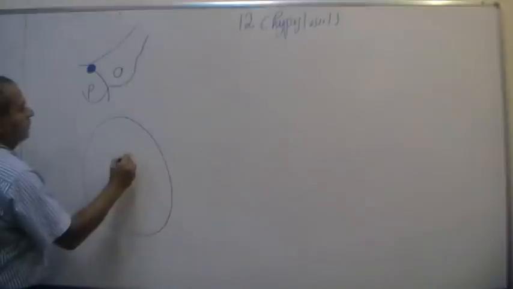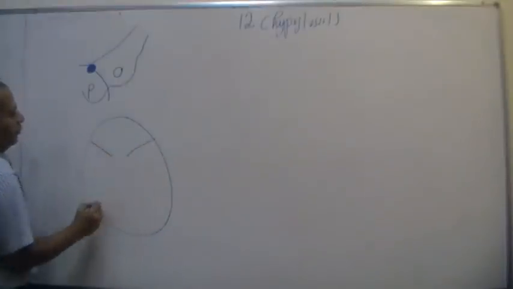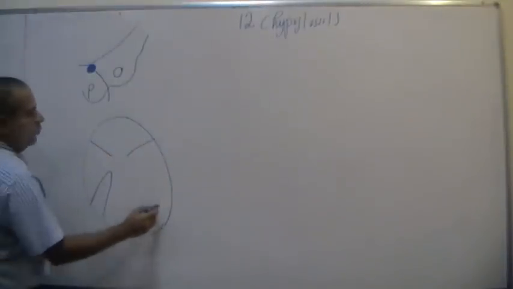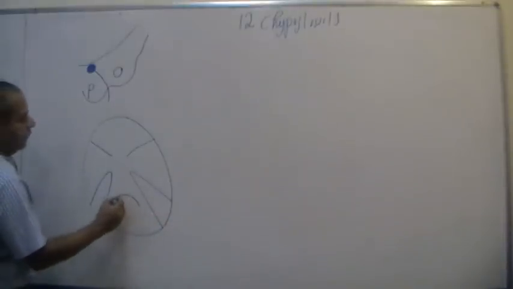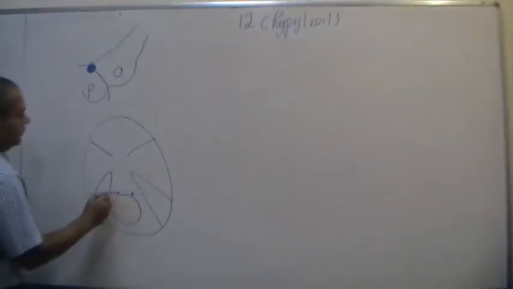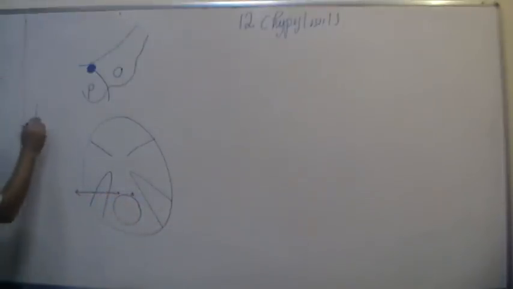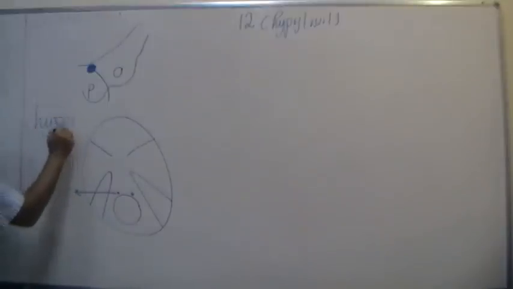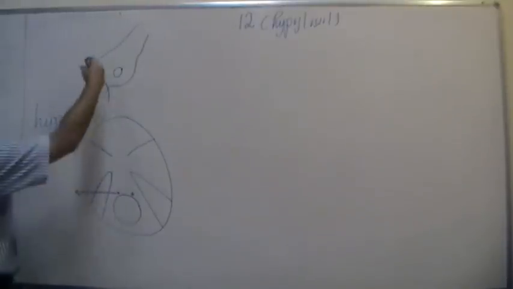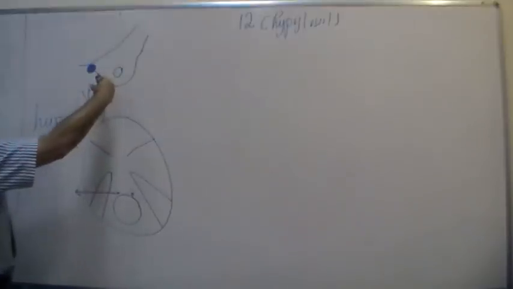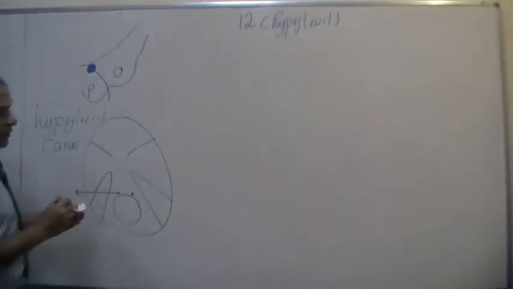If this is the base of the skull, with the sphenoid and the petrous part of the temporal bone, and this is the foramen magnum, and this is the hypoglossal foramen or hypoglossal canal. So after emerging from the medulla oblongata, it passes through this hypoglossal canal, and then it enters the neck.